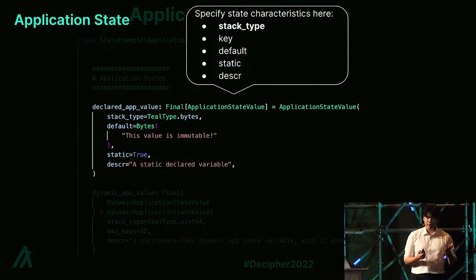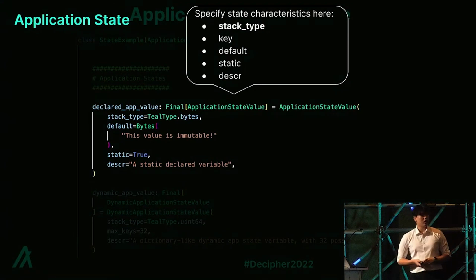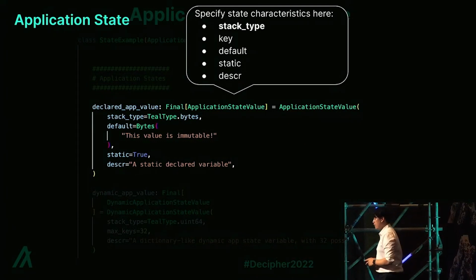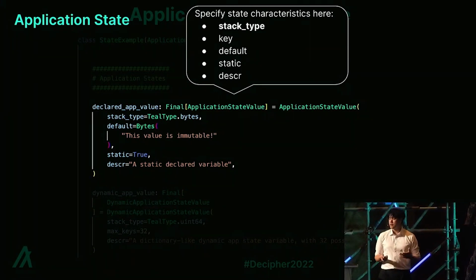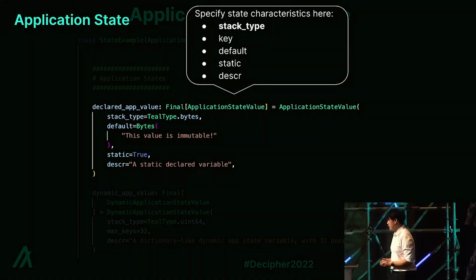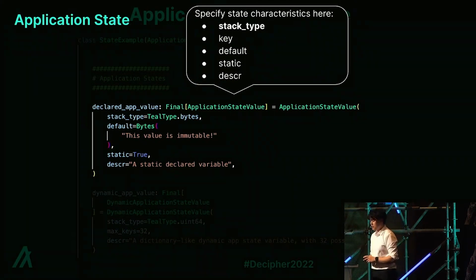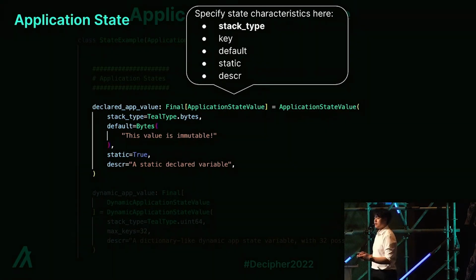All right, let's talk about application state. This is how you set up an application state inside of a Beaker contract. You use the ApplicationStateValue up there. It has 5 characteristics that you can set up. If you take a look at the code, we see that the stack type is set equal to TealType.bytes. That means this state has a byte value. Default is set equal to an immutable byte value. A default means that when the smart contract is deployed and initialized, this is the value it's going to have. Static is set equal to true. That means that this state is immutable. You cannot reassign new values to this state. And then we have a description explaining what this state is about.